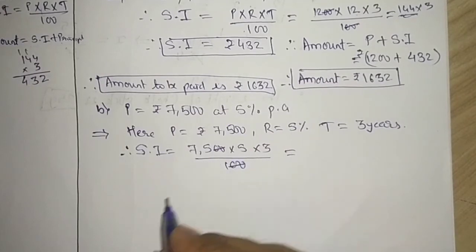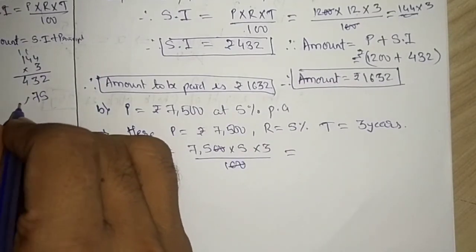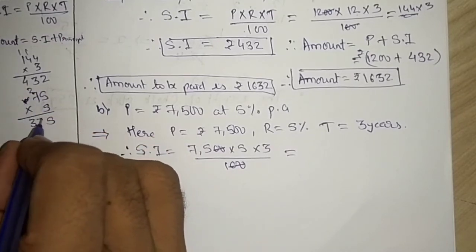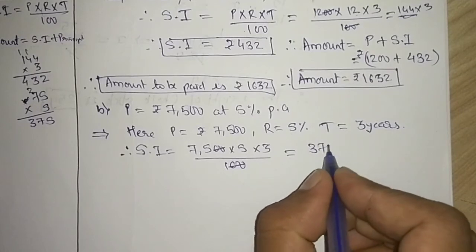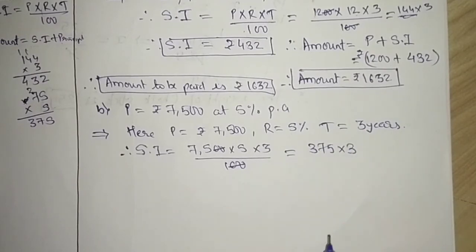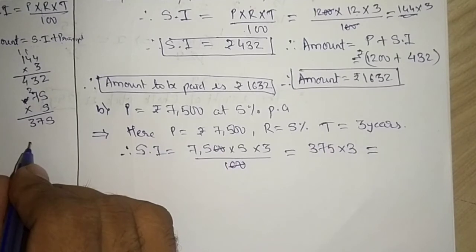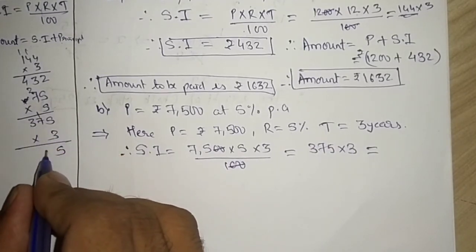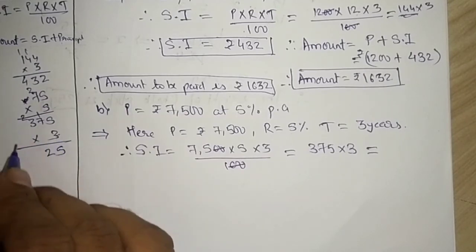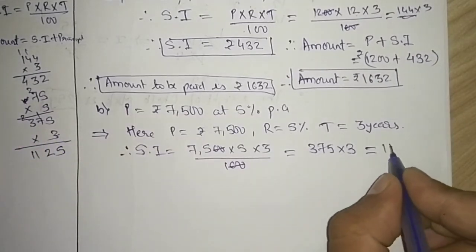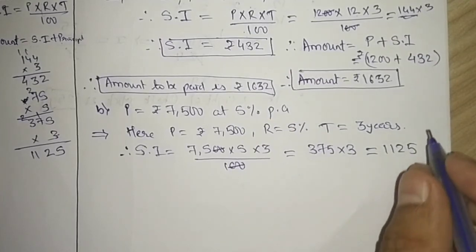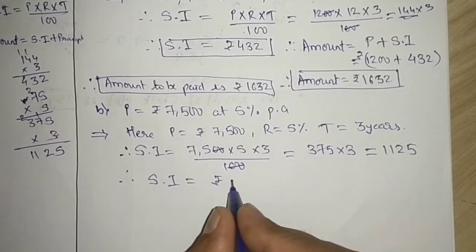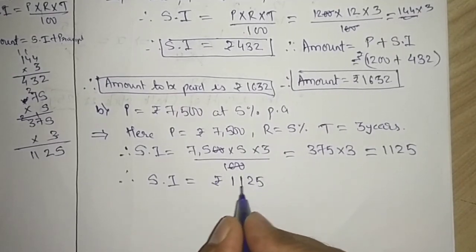We will calculate 75 into 5. 5 5s are 25, 7 5s are 35, 375. 375 into 3 will be our simple interest. 375 into 3, 5 3s are 15, 1 carry, 7 3s are 21, 22, 2 carry, 3 3s are 9 plus 2 is 11. So our interest will be 1125. Therefore, simple interest is equal to rupees 1125.